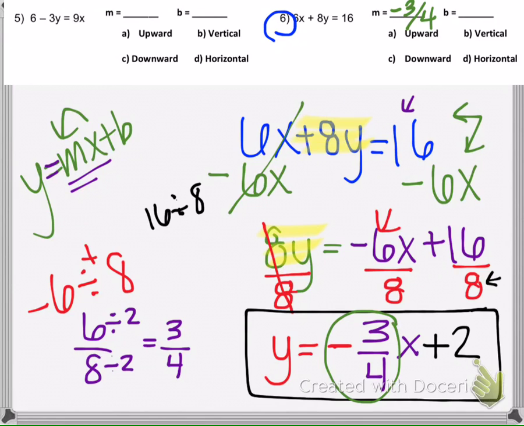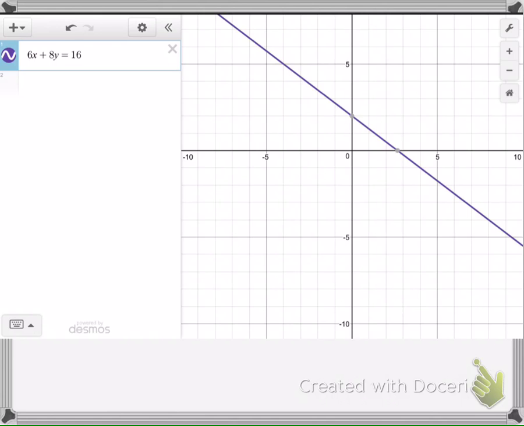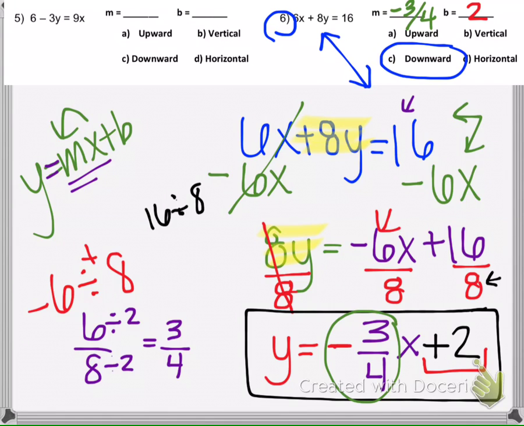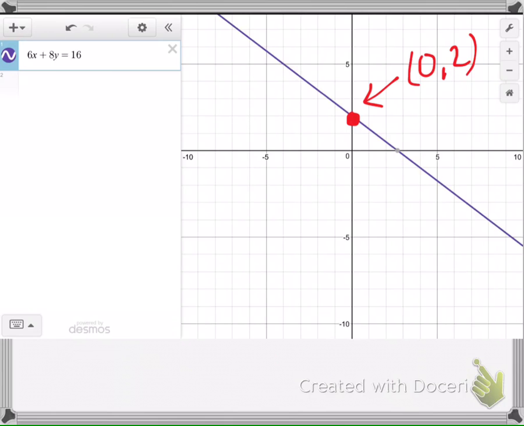And because the slope is negative, the line will go down when we graph it. And it crosses the y-axis at 0, 2. So the b value is 2. So if we look at that, here we go. It crosses at 0, 2 right there. And then the slope was -3/4, so it goes down.